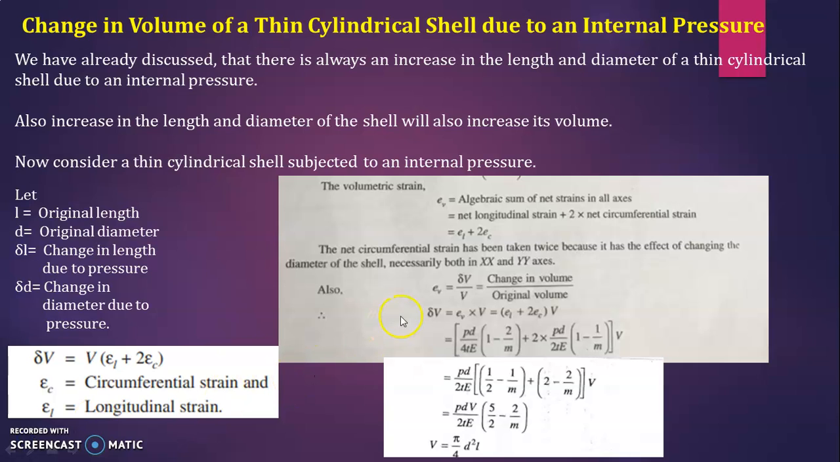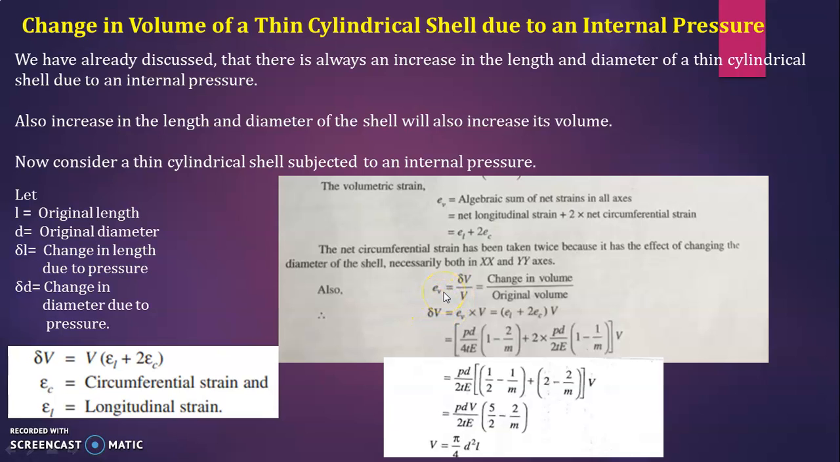The net circumferential strain has been taken twice because it has the effect of changing the diameter of the shell in both the XX and YY axes. That's why it is considered as 2 times EC. So now we have to calculate the change in the volume.